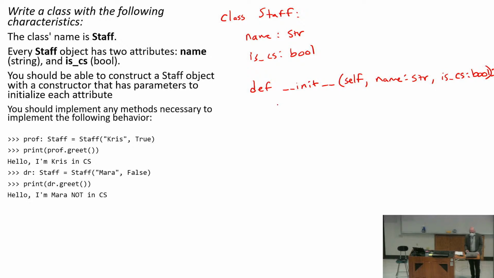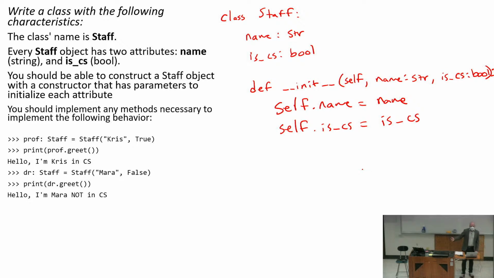And then our constructor is going to do what most of our constructors have been doing in the past. So self.name is assigned name, and self.isCS is assigned isCS. We could have named our parameters differently if we wanted, and that would have been fine as long as our attribute names matched what was expected. But here we're seeing the makeup of a constructor. It's got this special name. It's got this special self parameter.